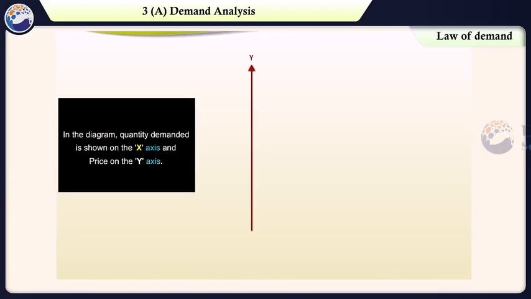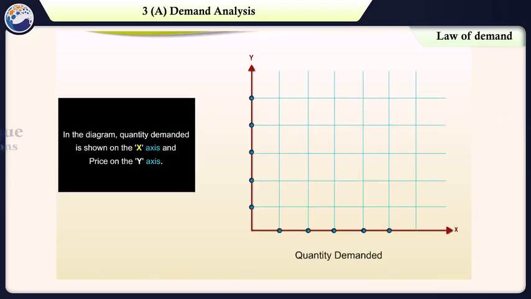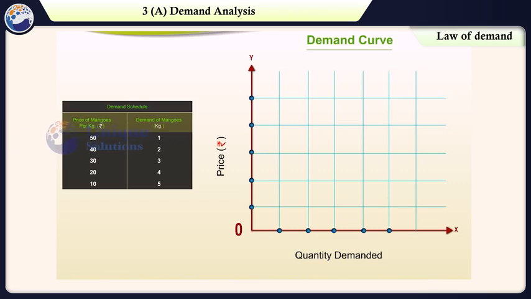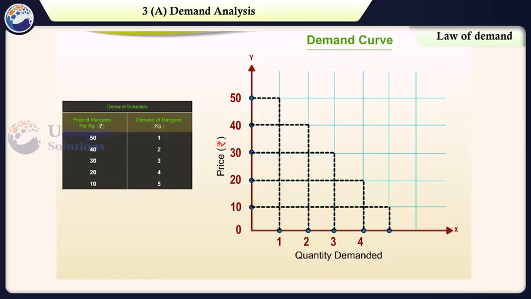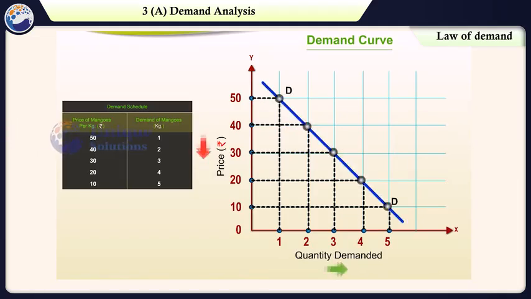In the diagram, quantity demanded is shown on the x-axis and price on the y-axis. Demand curve. When the price of mangoes is 50 rupees per kg, demand is only 1 kilogram. When price falls to 40 rupees per kg, demand rises to 2 kilograms. At 10 rupees per kg, demand is 5 kilograms. DT is a demand curve which slopes downwards from left to right. In other words, its slope is negative because of the inverse relationship between price and demand.